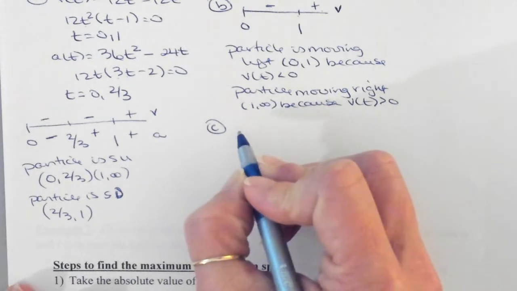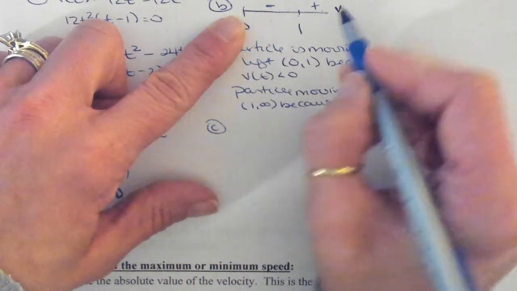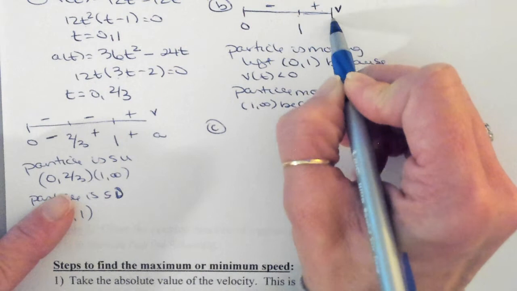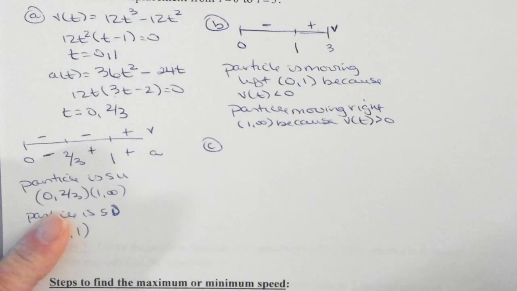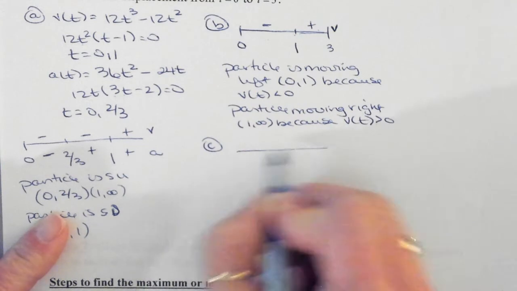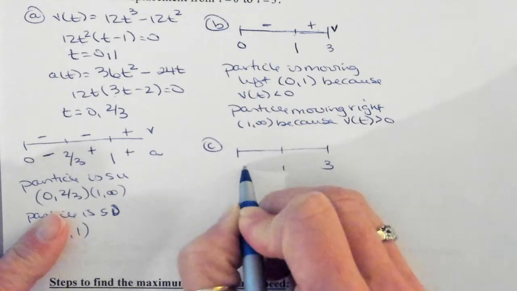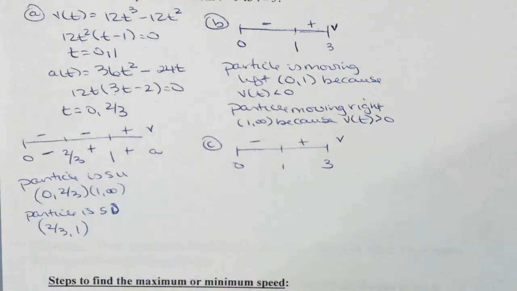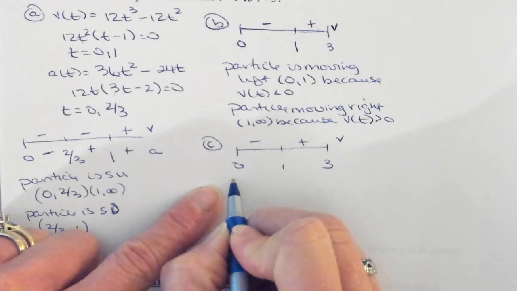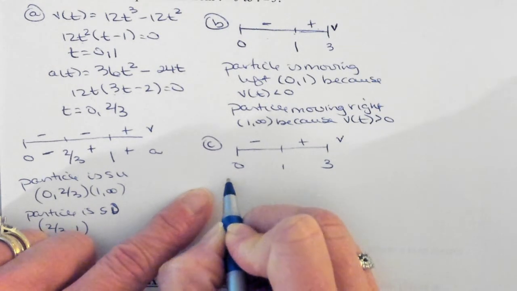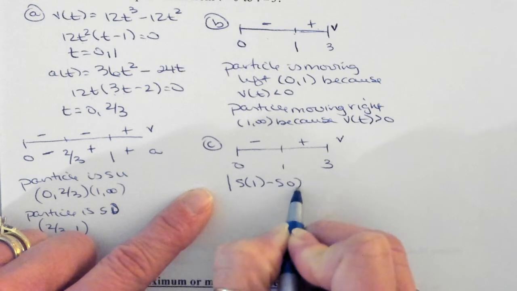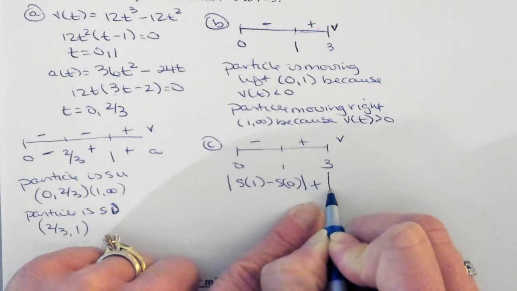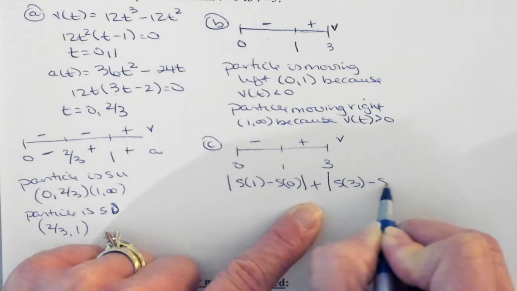Okay, so that means I need to take a look at my number line, and they're going to 3. So this is going to 3. I'm just using this number line here, but I can make another one. This is 0, this is 3, this is 1. So we know that velocity is negative, positive. Remember, distance traveled cannot be negative, true? So we need to figure out the absolute value of s of 1 minus s of 0, and we're going to add that to the absolute value of s of 3 minus s of 1.